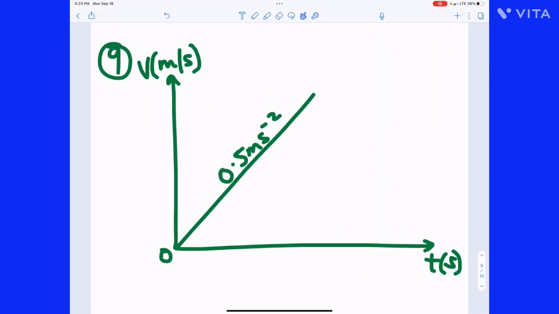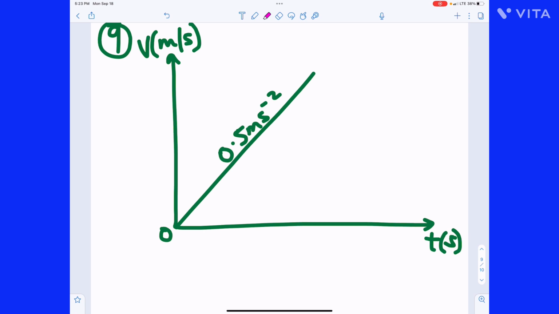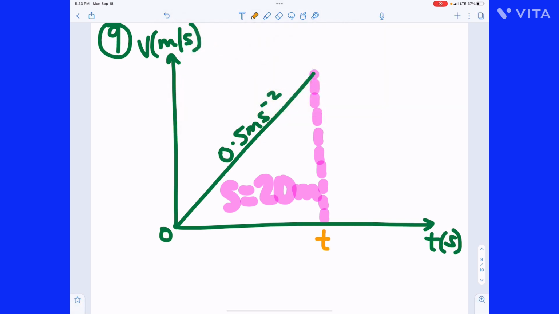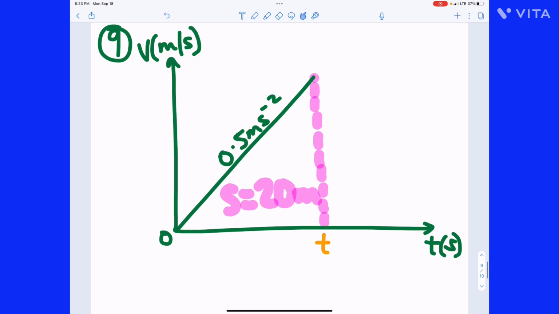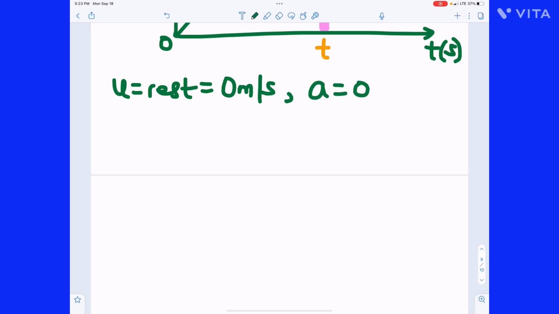Okay. In this case, there's a difference. Here we now know what distance is covered. Distance covered is 20 meters. It says we should calculate the time taken, the time taken to cover that distance of 20 meters. So let's go ahead and get our time. We write our parameters out as usual. Initial velocity was rest, which means the body started from 0 meters per second. Acceleration was 0.5 meters per second squared.